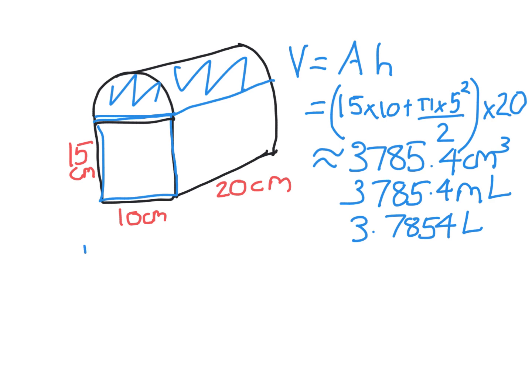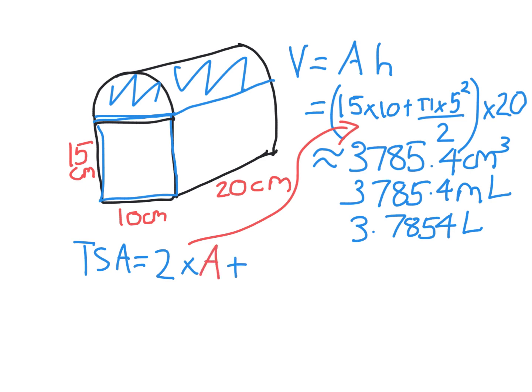All right, let's now calculate the total surface area. So it's 2 times A. Well, A is what we just figured out here, so it's 2 times that. And then we add the perimeter of the cross section times the height. So what would be the perimeter of the cross section here? Well, if you go around, you've got 15 plus 10 plus 15 gives us 40. But then we have to find this length here.